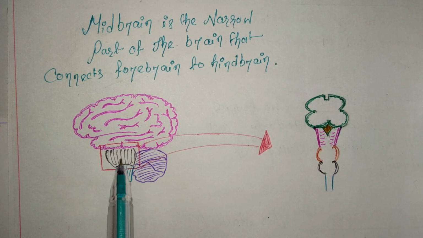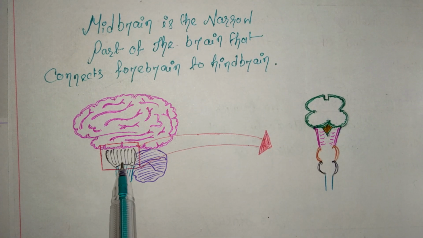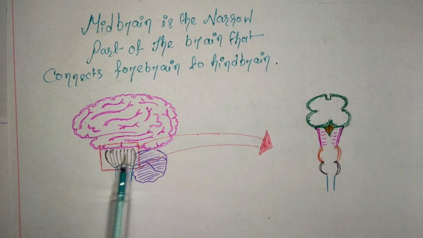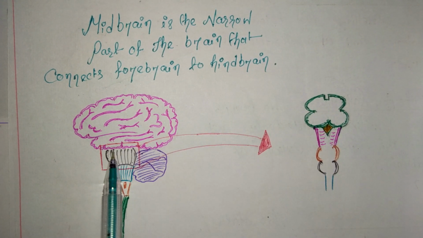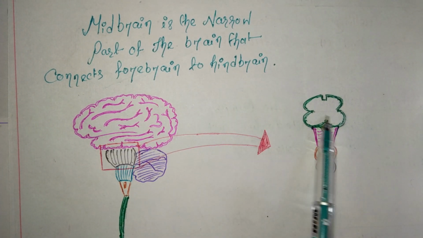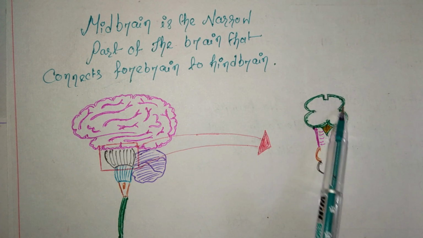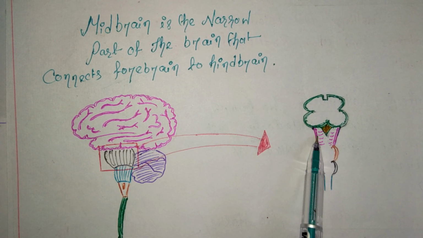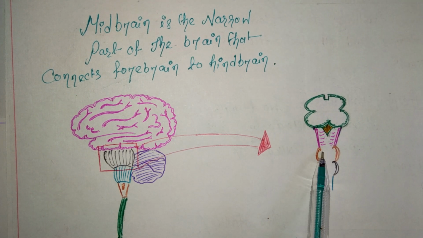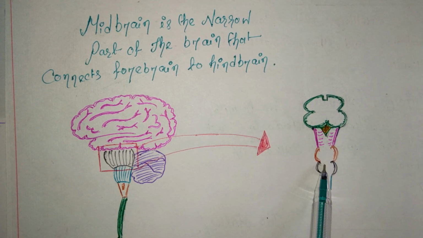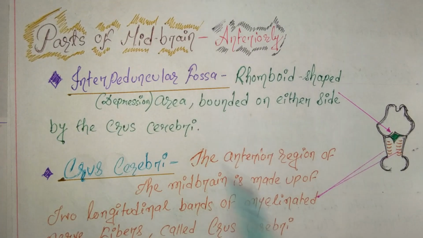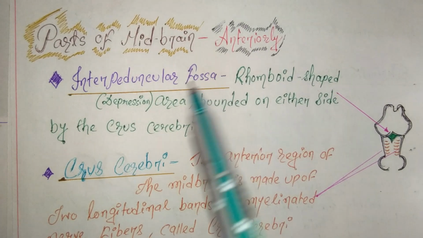Let me show you here. Let's zoom out this area. If you see midbrain from the front, anteriorly, then this is the cerebral hemisphere, and this pink portion is the midbrain, this is pons, and this is medulla oblongata. Okay, so now let's see the parts of midbrain.